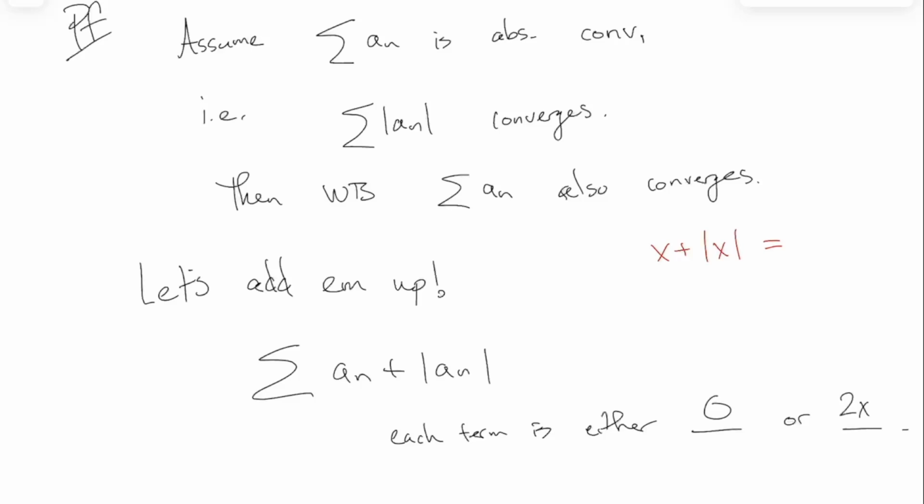2x, right? I mean, I'm talking about 2 times the absolute value of a_n. If a_n is positive, it adds up to 2 times a_n. Really you don't need the absolute value, but I'm going to keep it. It doesn't matter. And if a_n is negative, you get 0.